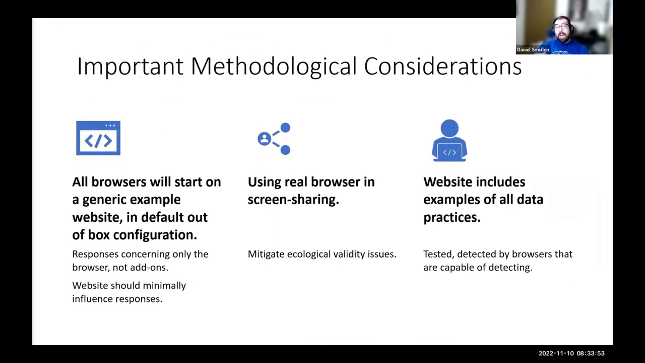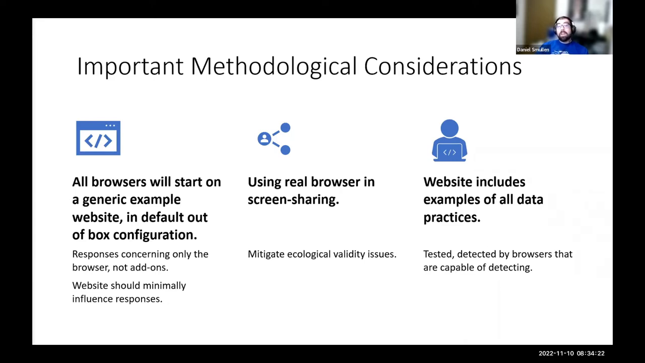But there are also some important nuances here. I'll touch on these super quick. Again, you had to make sure that everybody had the same experience during the interview. So everybody, no matter what browser they used, whether it was Chrome, Safari, whatever, had to start on the same generic example website in the default out-of-box configuration for their browser. Because I didn't want their own settings to influence things, since they might have made assumptions about how things are set up. So I had to tell them, nope, it's a brand new browser, just set up.